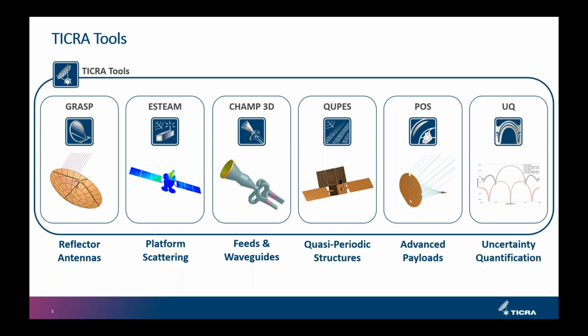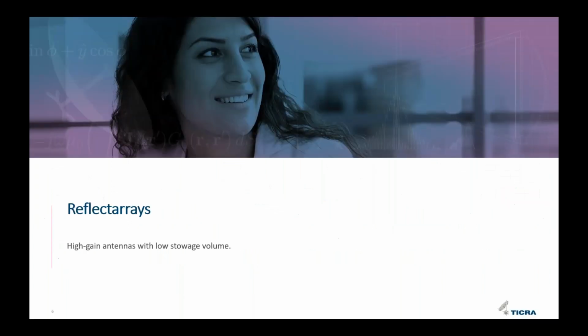So these are the 6 tools that we provide inside of TICRA Tools, and they are available through the Altair Partner Alliance. So the first case I'm going to look at is the reflector arrays.